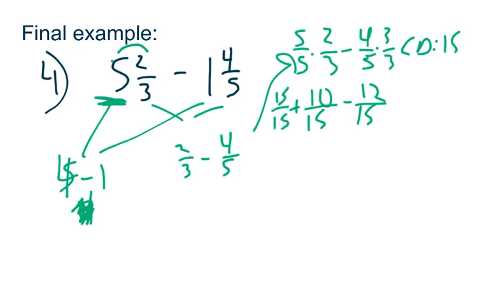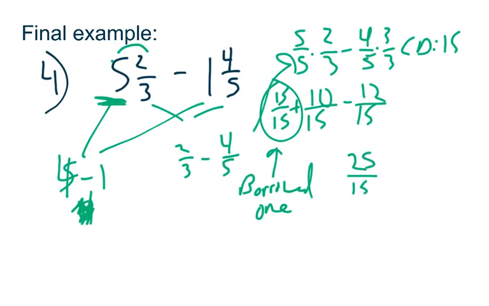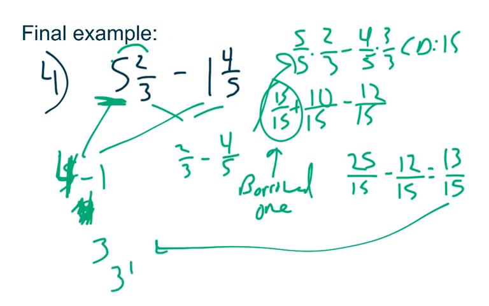So when I borrowed the 1, that's what we have right here. This is the borrowed 1. So now my arithmetic problem is becoming 25 over 15 minus 12 over 15, which is 13 over 15. And so now I'm going to do the 4 minus 1, not 5 minus 1, to get 3, and then bring this over here for 3 and 13 over 15.